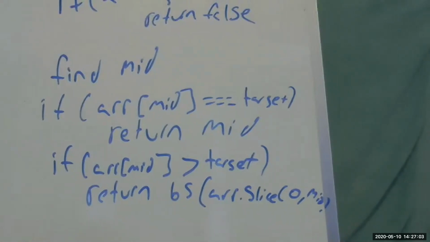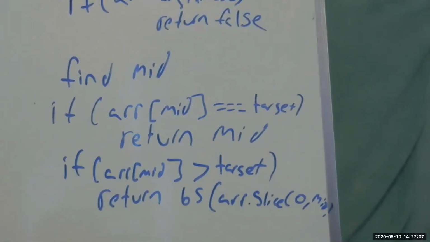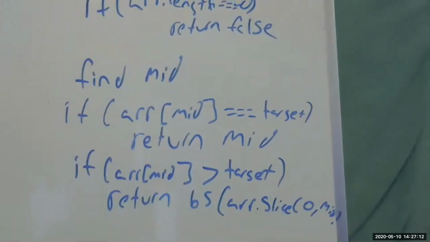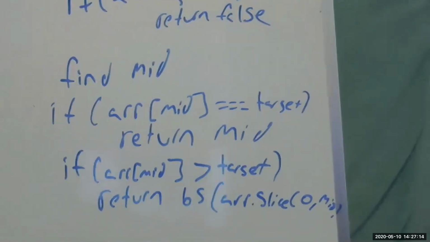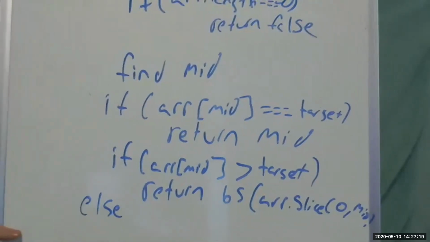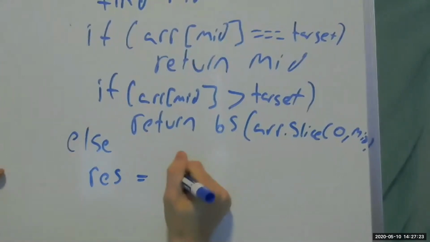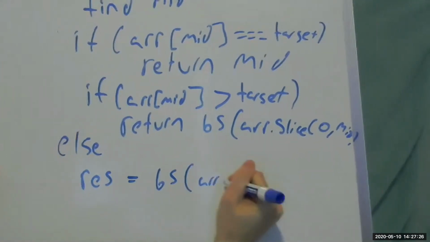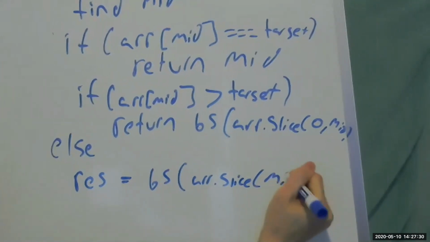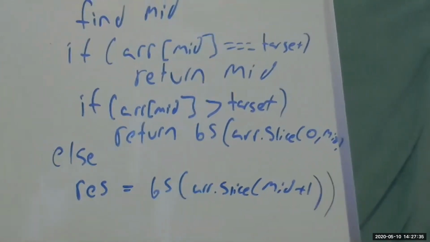And we can safely return that because the index doesn't change as the array shrinks. The 0th index always stays the 0th index, no matter how many times you cut that in half. It's the right side where we lose. So else, we have to save it as a result. We have our result equal to our B search of our array sliced at mid plus 1. So we can take the right side and save it.